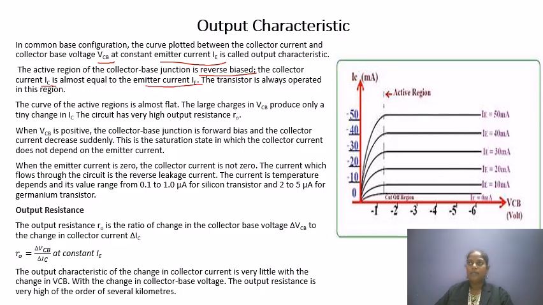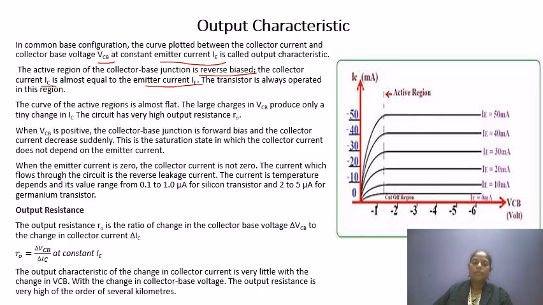Since the base is very small and it is acting as the middle between the emitter and the collector, and moreover the applied voltage is very high, the maximum current is transferred towards the collector. So the curve of the active region is almost flat. After reaching this cutoff region, the current is constant. Clear? So the curve in the active region is almost flat. A large change in VCB produces only a tiny change in IC.